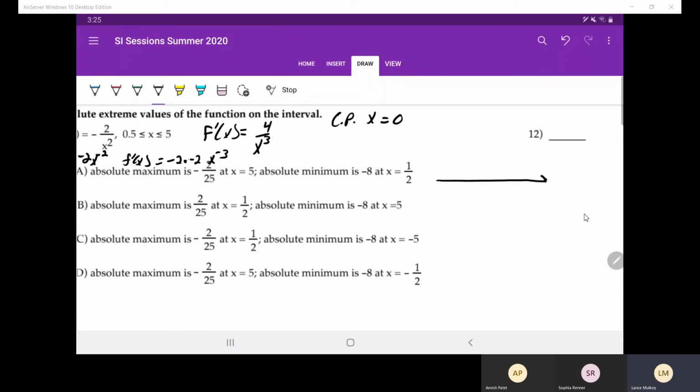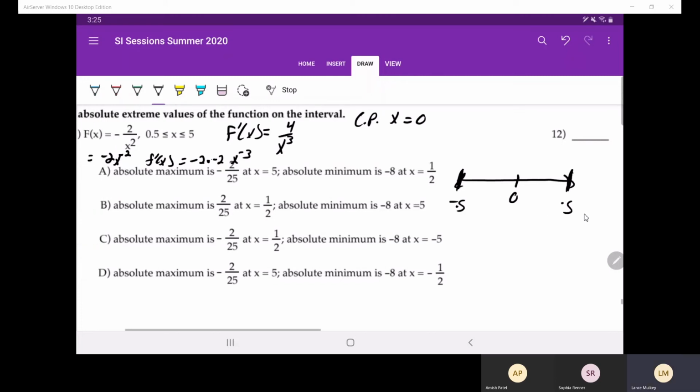So now we have 0, and we have our endpoints, not arrows, endpoints. Now if we plug in a negative value on the bottom, we're going to have 4 over a negative number cubed. It's still going to be negative. If we do 4 over a positive number cubed, it's going to be positive, because when you cube something, it keeps the same sign.